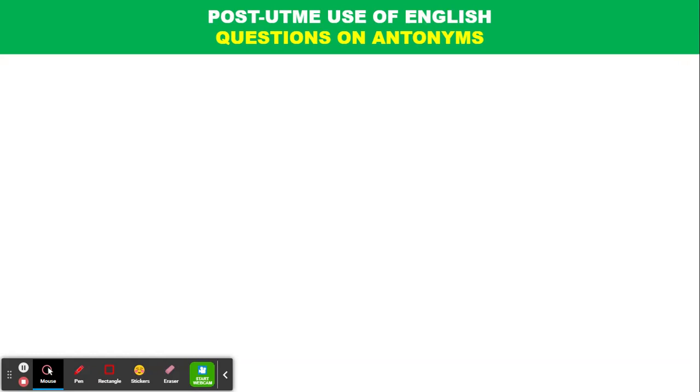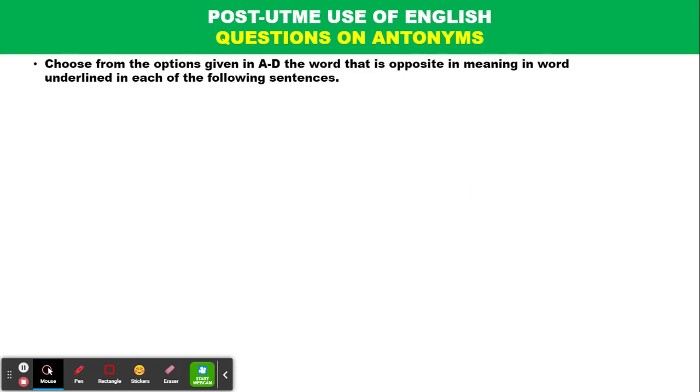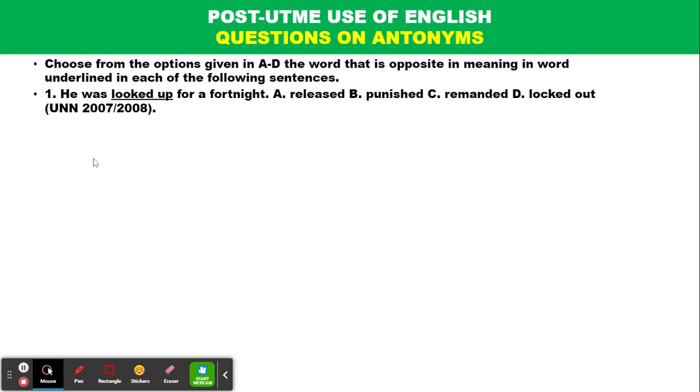Now, this brings us to the post UTME use of English questions. Today we are zeroing in on antonyms, questions on antonyms. Choose from the options given in A to D the word that is opposite in meaning to the word underlined in each of the following sentences. 1. He was locked up for a fortnight. Now we are looking for the opposite of locked up because that is the phrase underlined here.